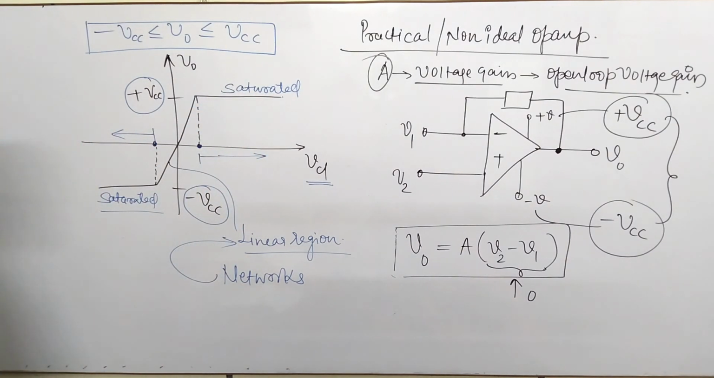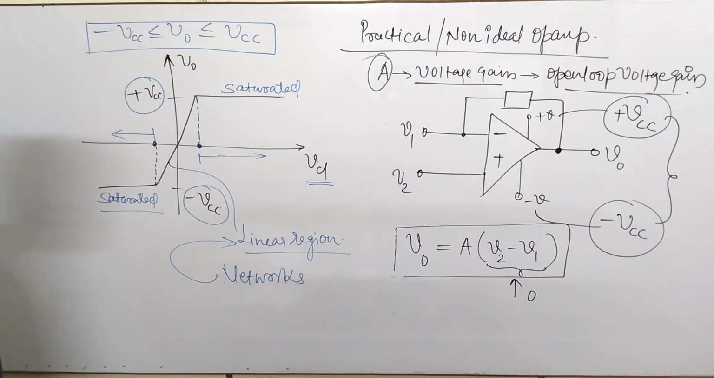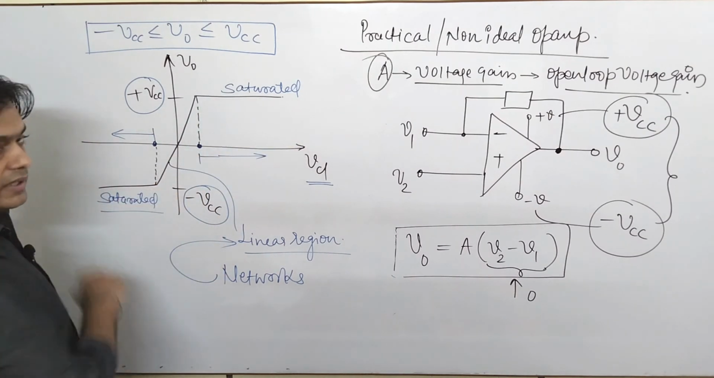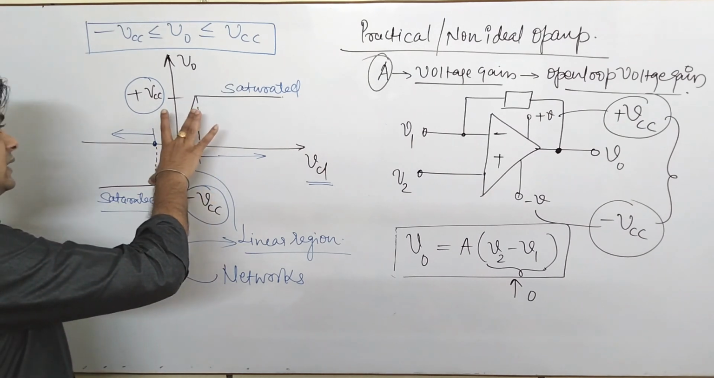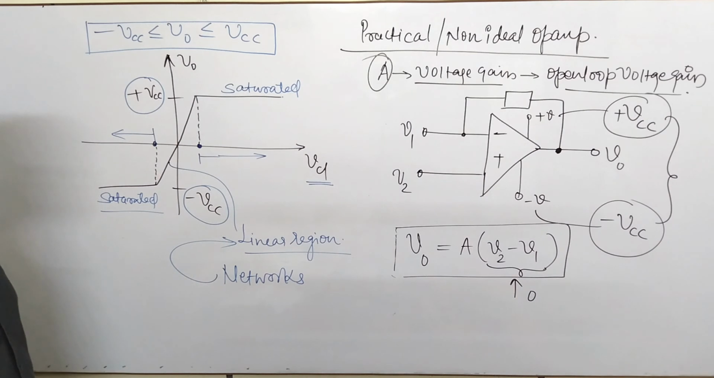The output of an op-amp will become saturated, and now it is independent of how much VD you are applying, that is, how much differential voltage at the input, your op-amp will stay saturated. So this region is known as the linear region, and in this region only we will see the concept of networks problems. This is all about the practicality of the operational amplifier.